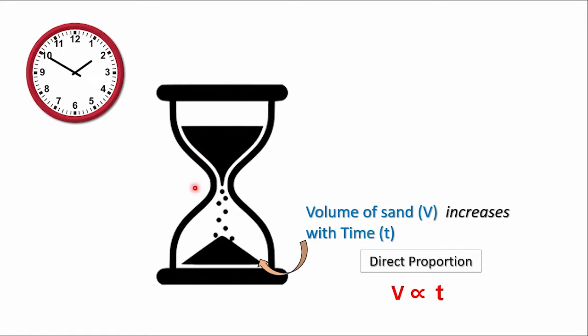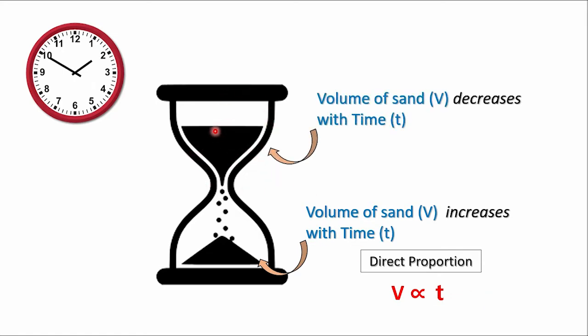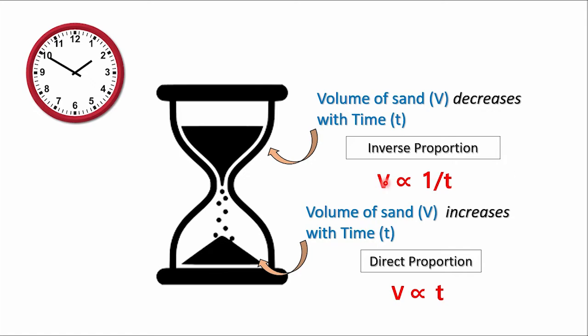Similarly, if you consider this area, here the volume of sand decreases with time. Here it increases with time, this area decreases with time. So when time increases, the volume of sand here decreases. So we call that inverse proportion. Mathematically we can denote volume is proportional to 1 upon t. When time increases, volume decreases.